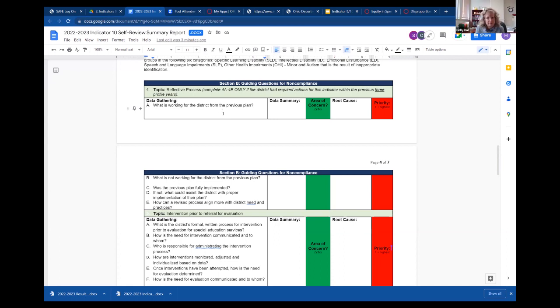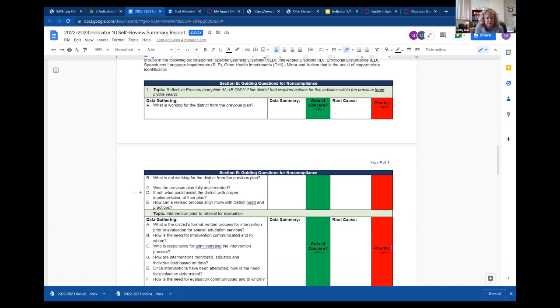Yeah, and even this topic 4, that's where going back to your previous plans will be helpful in terms of addressing what's working, what's not working. Was it fully implemented? We all know that life happens and sometimes things don't get implemented as intended. So that's where those will come into play.